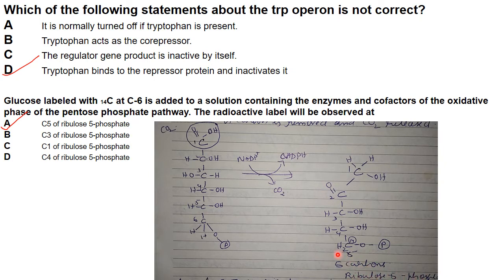And where will the C14 be labeled? It will be labeled at carbon number 5. This carbon is removed as carbon dioxide. So the labeling will be at carbon number 5, carbon number 5 of ribulose 5-phosphate. Answer is option A.